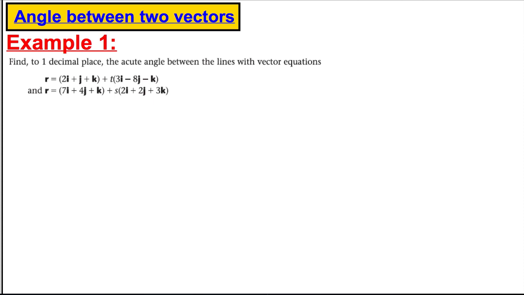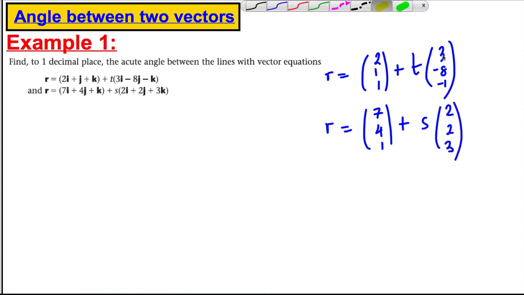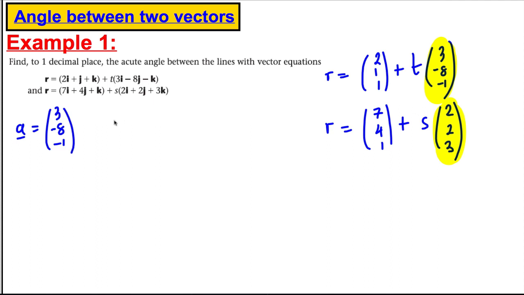Find to one decimal place the acute angle between the lines with vector equations as follows. So this line here, we could write that as (2, 1, 1) plus T lots of (3, -8, -1), the first one. The second one we could write as (7, 4, 1) plus S lots of (2, 2, 3). Now the direction components are these parts. So we just have to identify that, and we're going to work out the angle between these. So we're going to let A be equal to (3, -8, -1). We're going to let B be equal to (2, 2, 3).